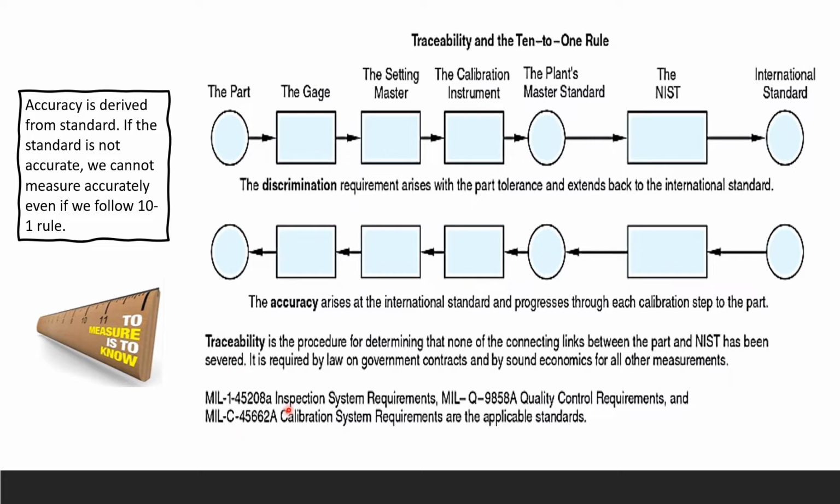Traceability is the procedure for determining that none of the connecting links between the part and your NIST, for the United States, has been severed. It is required by law on government contracts and by sound economics for all other measurements. You have to do it. Without that, everything that you're doing at your company wouldn't be legal.